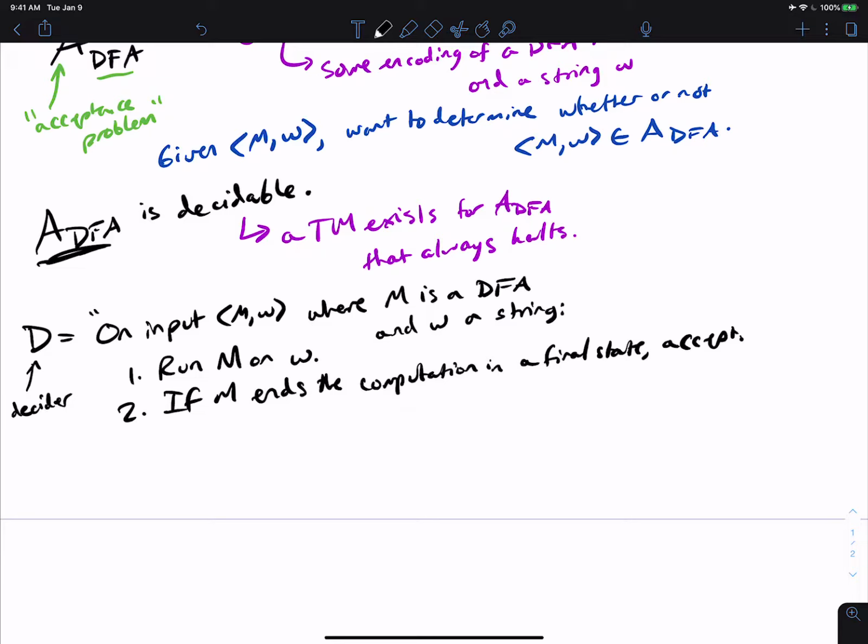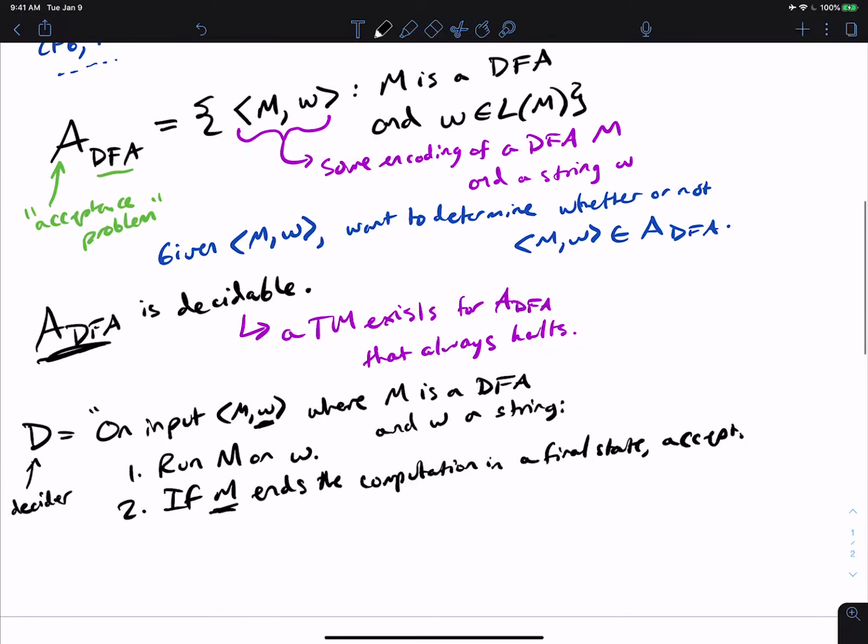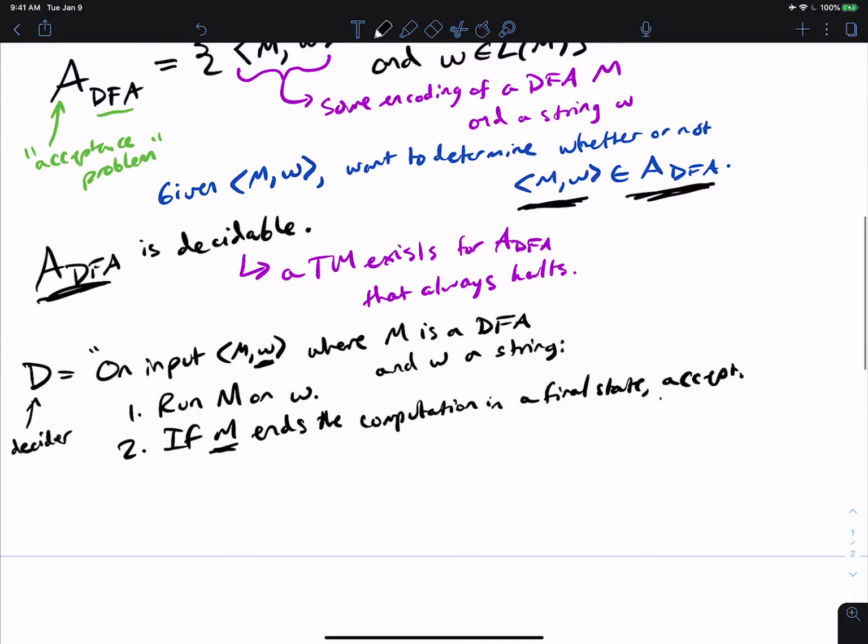So if the DFA that we're given on this input W ends in a final state, well, that means that M does accept W. Well, that tells us that the string MW should be in A sub DFA because M accepts W. W is in the language of M. So therefore, we should say accept here because we have determined that M accepts W. And then otherwise, if it doesn't end in a final state, well, that means that W is not accepted by the machine, which means we should reject.